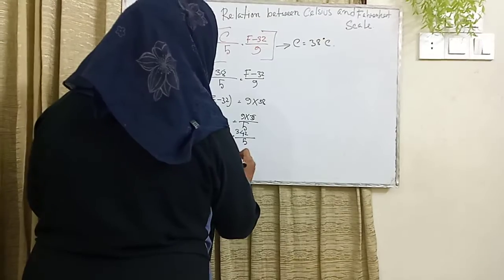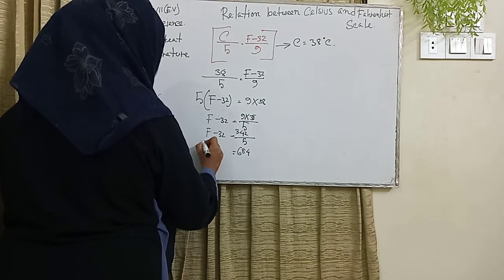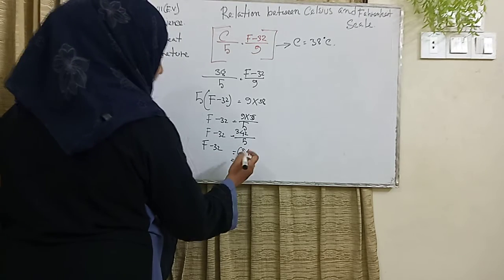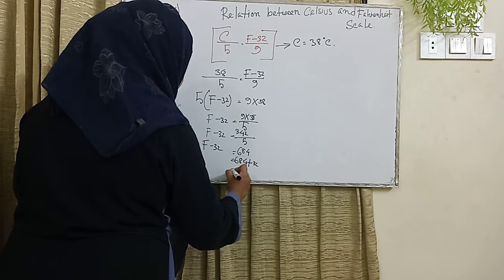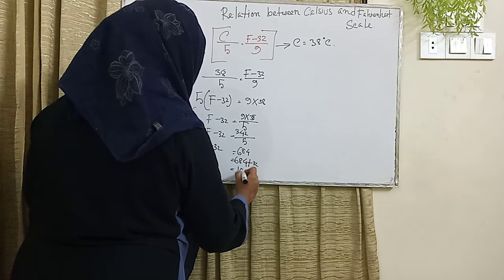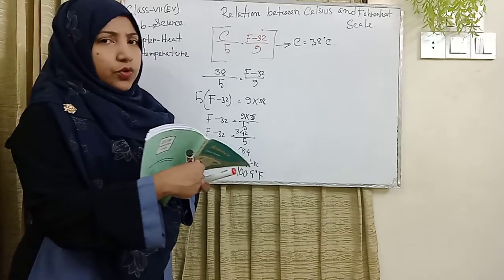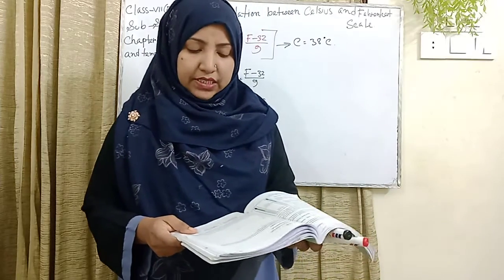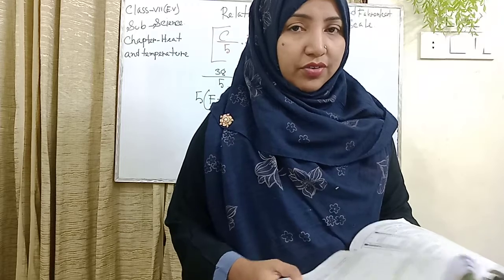That equals 68.4, so F minus 32 equals 68.4. Then 68.4 plus 32 equals 100.4 degrees Fahrenheit. Did you understand this explanation? Basically, the body temperature of the player in the Fahrenheit scale is equal to 100.4 degrees Fahrenheit.